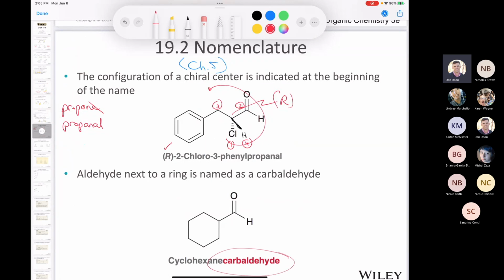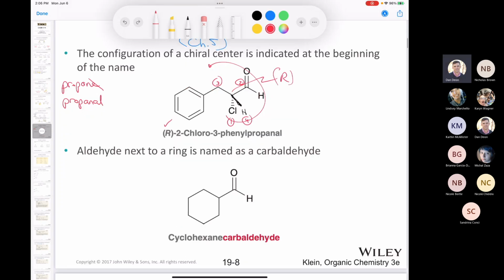Another one that doesn't come up a lot is a carbaldehyde, but it kind of does. Every once in a while, I'll mention a carbaldehyde. If you have an aldehyde attached directly to a ring, a cycloalkane ring, we call that a carbaldehyde. So this would be cyclohexane carbaldehyde. All right, so the carbaldehyde is one you need to know.